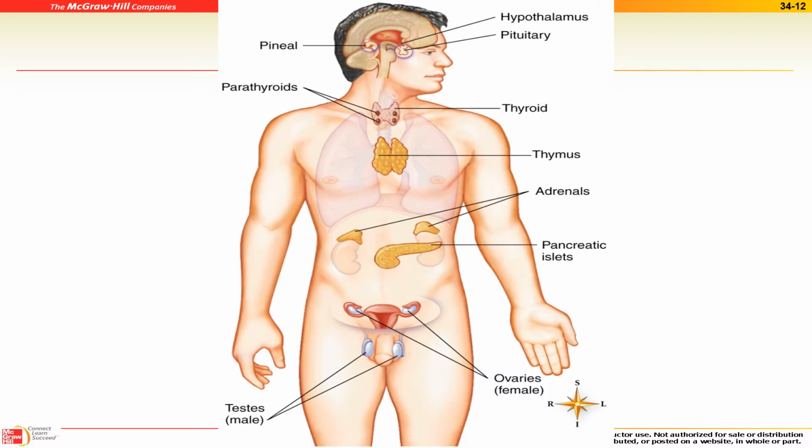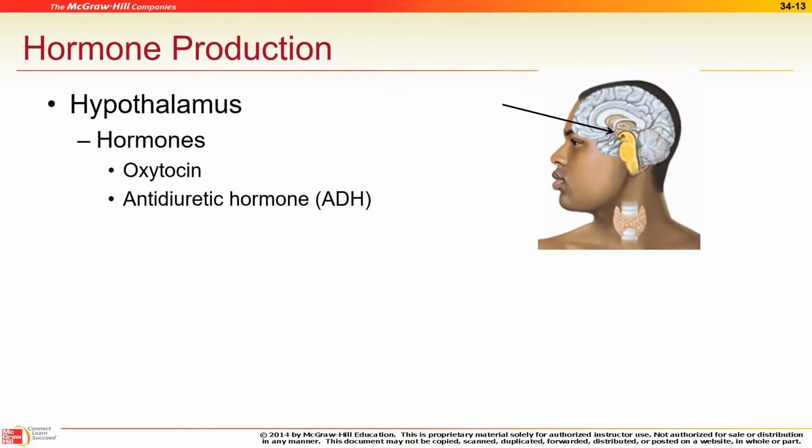Then the pancreas, it has both exo for digestion and endocrine function for hormones. We mentioned insulin. We'll talk about glucagon shortly. And then the male and female glands, ovaries and testes. All right, let's begin with the hypothalamus.